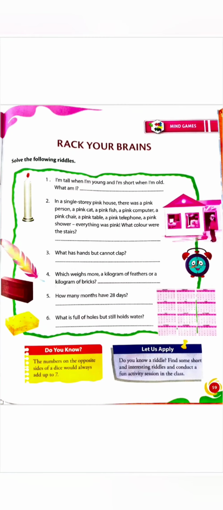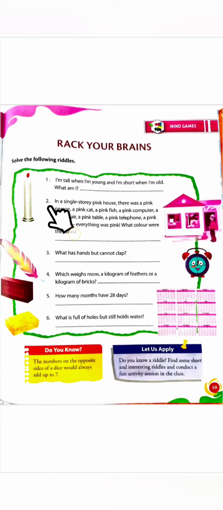So kids, in this chapter, our last topic is rack your brains. Now kids, in the first question, I am tall when I am young and I am short when I am old. So, what am I? Kids, think. I am tall when I am young and I am short when I am old. Yes, a candle.